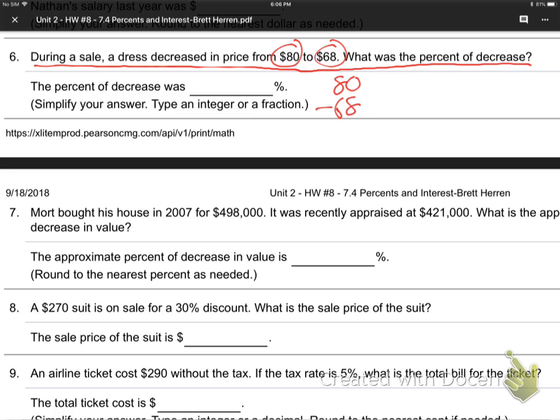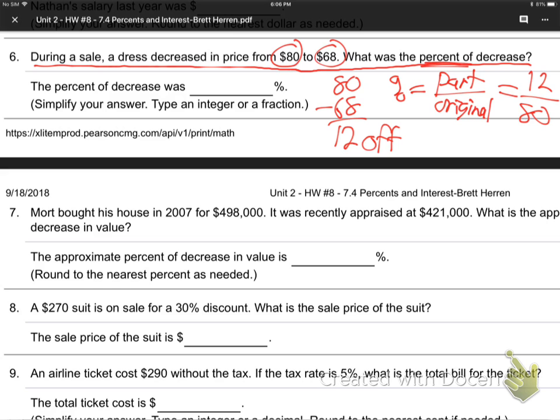Just subtract the 68. That's $12 off. And so they're asking, what's the percent? Percent is always going to be the part over the original. So it's going to be the $12 off over the original price of 80. If you divide 12 by 80 on your calculator, you get 0.15. You have to change that to a percentage, so move it 2 places: 15%.